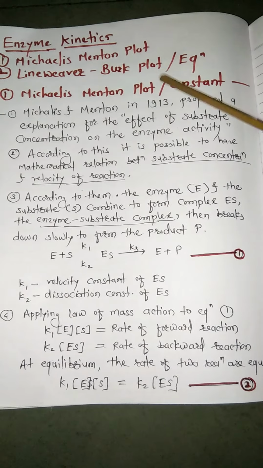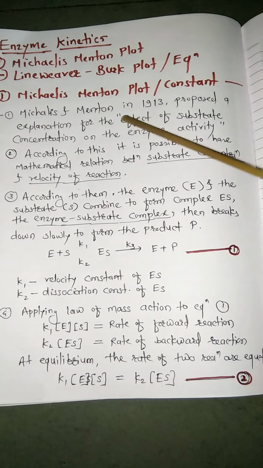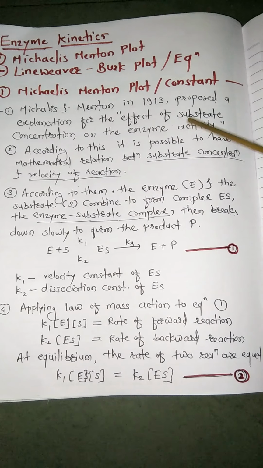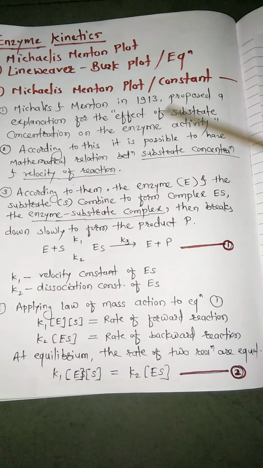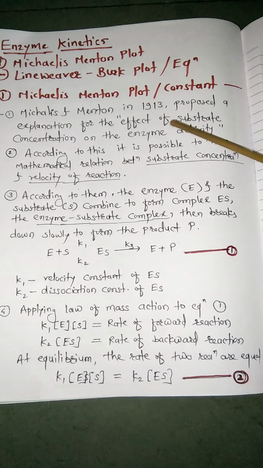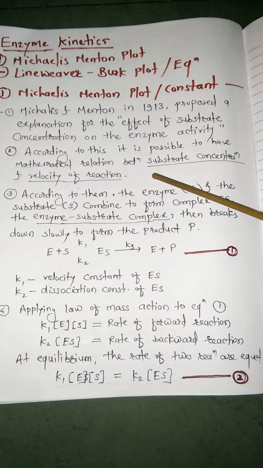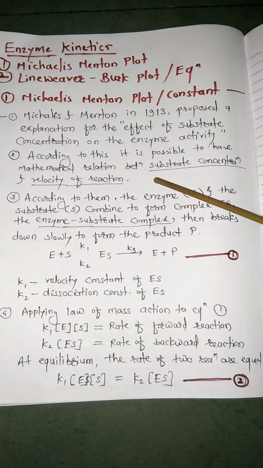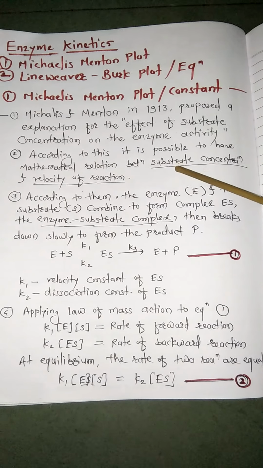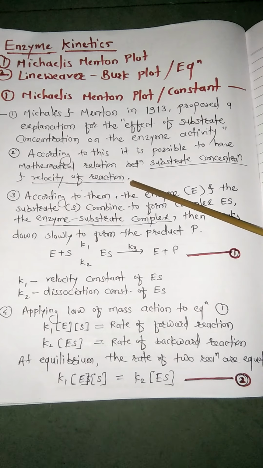We will study it under 10 points, which is simple for you. See the first one. Michaelis and Menten in 1913 proposed an explanation for the effect of the substrate concentration on the enzyme activity. So two points are important: substrate concentration and enzyme activity. The second point is that Michaelis and Menten gave the mathematical relation between the substrate concentration and the velocity of reaction, meaning the same substrate concentration and enzyme activity, or you may call it the velocity of reaction.